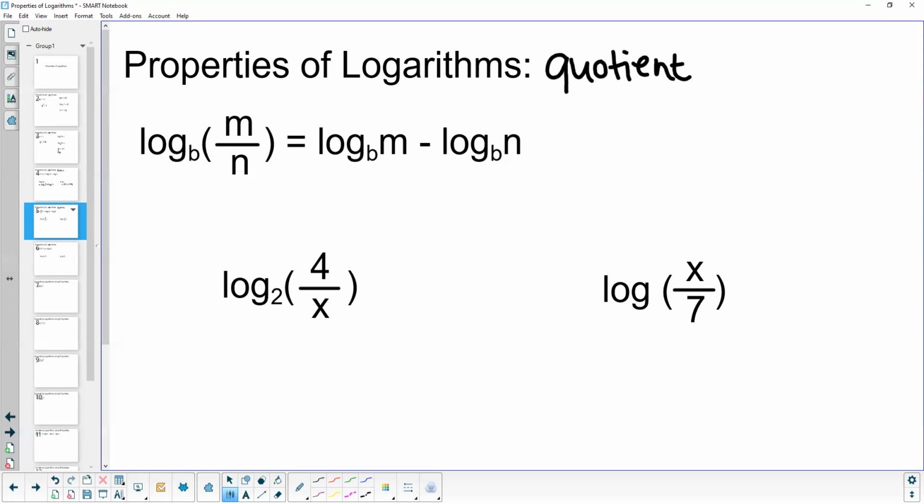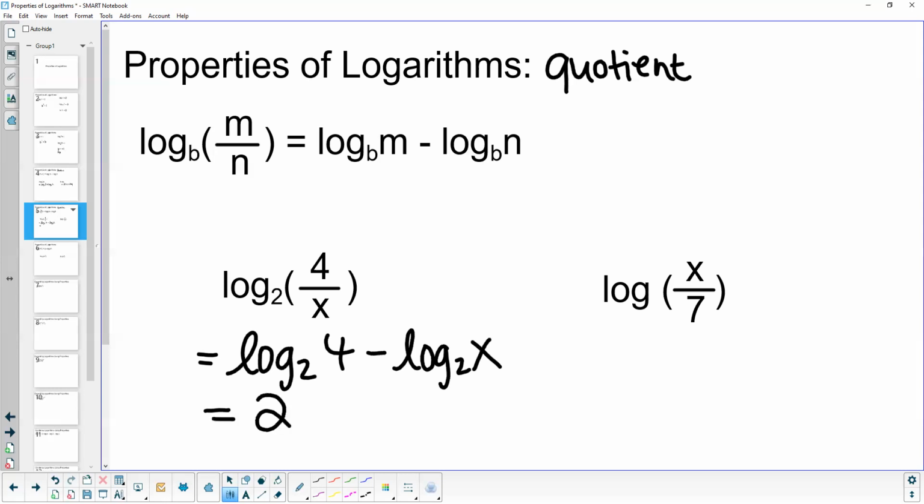So log base 2 of 4 over x is going to be the same thing as log base 2 of 4 minus log base 2 of x. Now, as I mentioned before, we can actually evaluate these. So we know that log base 2 of 4 is going to be equal to 2. So this can be rewritten as 2 minus the log base 2 of x. And that's one of the big reasons why we want to have these properties: we can simplify what we're talking about. Log base 2 of 4 over x seems way more complicated than 2 minus log base 2 of x. We can do the same thing here with our other problem.